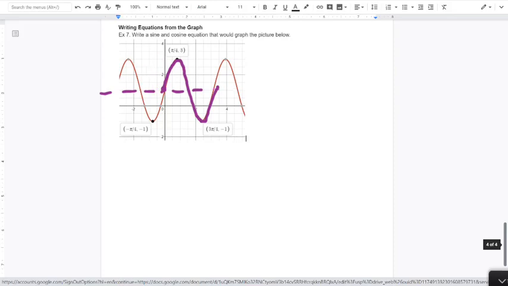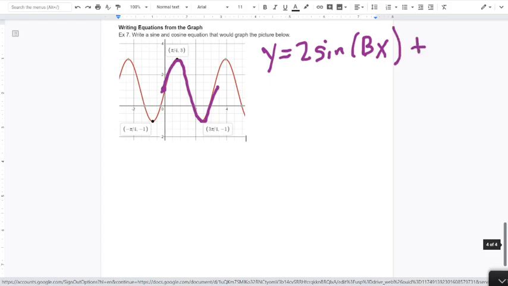So starting off, we see that we have y equals positive 2, because it starts in the middle and goes up, times the sine of bx minus c, but I'm not going to write that because it wasn't shifted, so we know that c is 0, plus 1. Alright, now we have to find b.